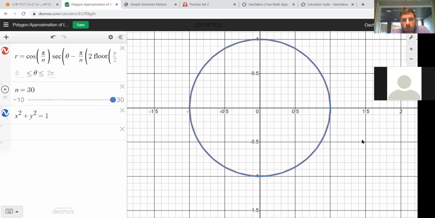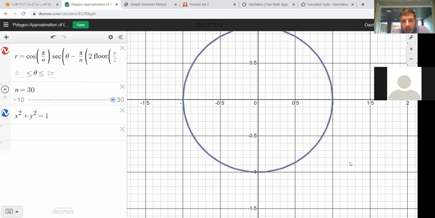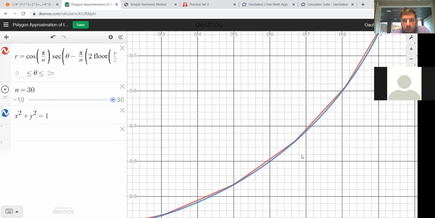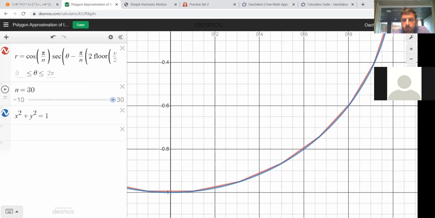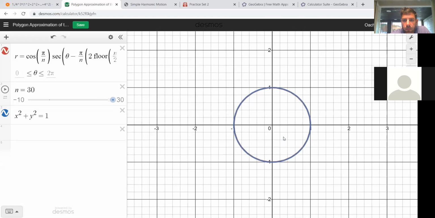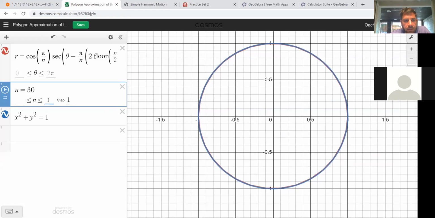Right now, it looks like you have a purple circle, but you don't. You have a blue circle, and then also you have inscribed in that blue circle a polygon with 30 sides. As I increase the number of sides, my polygon begins to resemble more and more a circle.